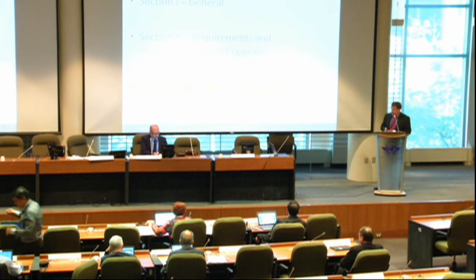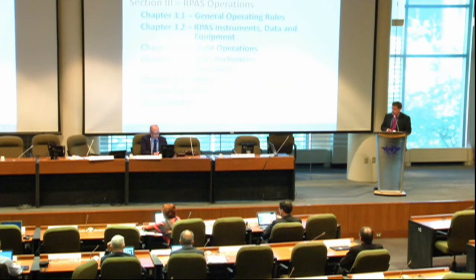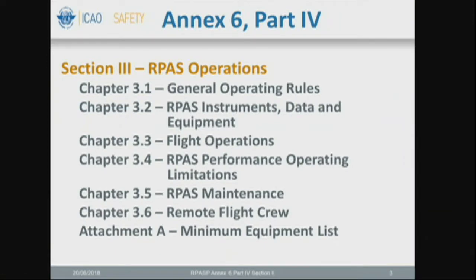So there we are again. Section 3 then, RPAS operations, is the area that we'll be talking about for now. Annex 6 Part 4, Section 3 has essentially 6 chapters, plus an attachment on the minimum equipment list. I'm not really going to go through that at all. It's just a set list of things.